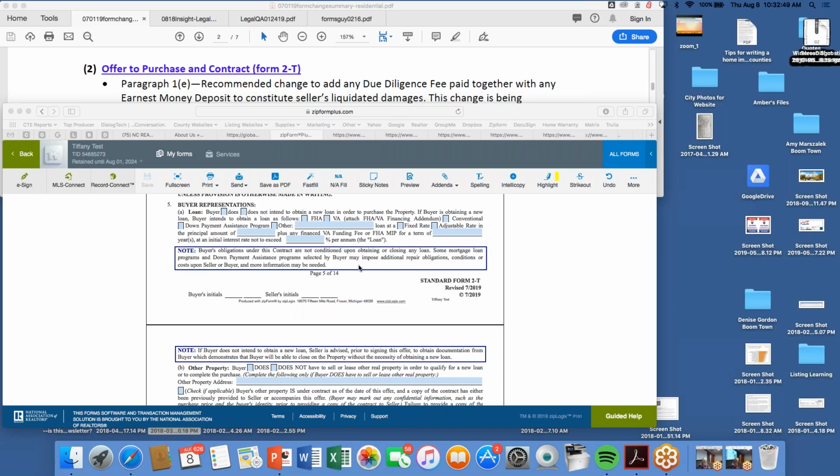So this is clearly defining and sharing with both sides that you need to be aware that if you have a down payment assistance or even if you have a loan, it's not contingent on closing. You need to solve that during the due diligence period.